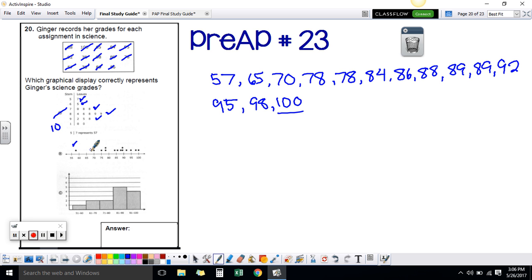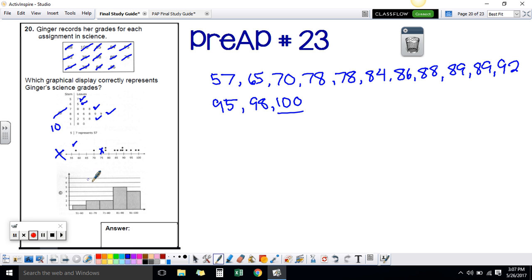65, there is supposed to be a dot here and there is not, so we're going to count that guy out. And I'm going to check the other one. 70 is there. 75 should not be there. So two reasons that B is out of the question.